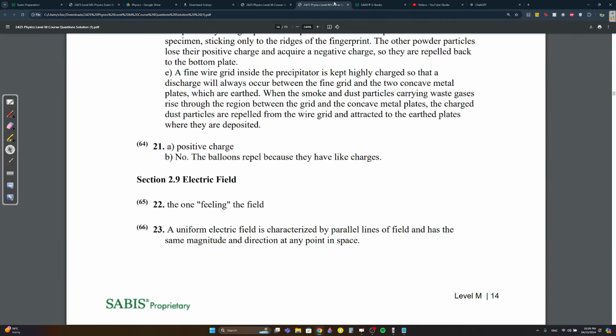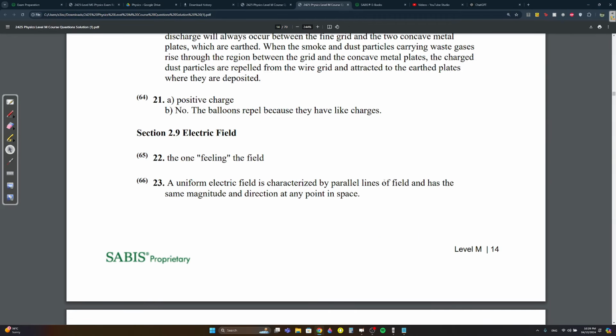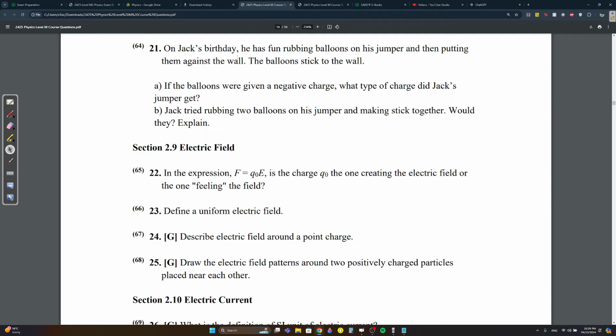Define a uniform electric field. A uniform electric field is characterized by parallel lines and has the same magnitude and direction at any point in space. From the word uniform, they have the same magnitude and direction, all of them. This is how it looks, by the way. Something like this. It looks something like this. They're all equally spaced. Mine isn't really equally spaced, but you get what I'm trying to say. But they all have the same magnitude and direction.